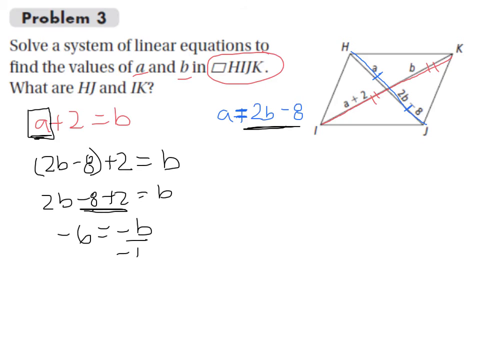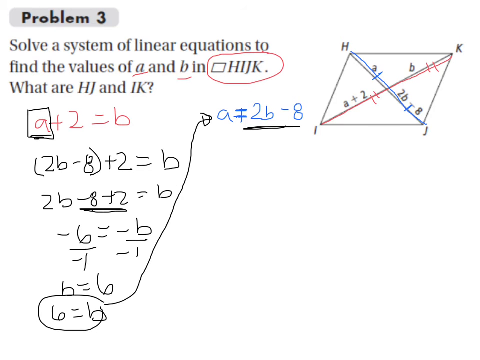And then I'm going to divide by negative 1. So b is equal to 6, or I could have 6 is equal to b. Same thing. I'm going to use this information to help me figure out what a is. So a is going to be equal to 2 times 6 minus 8. So a is going to be equal to 12 minus 8, which is equal to 4.